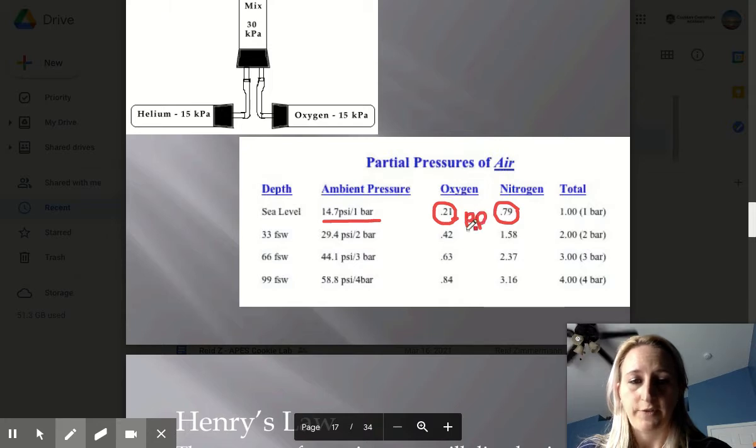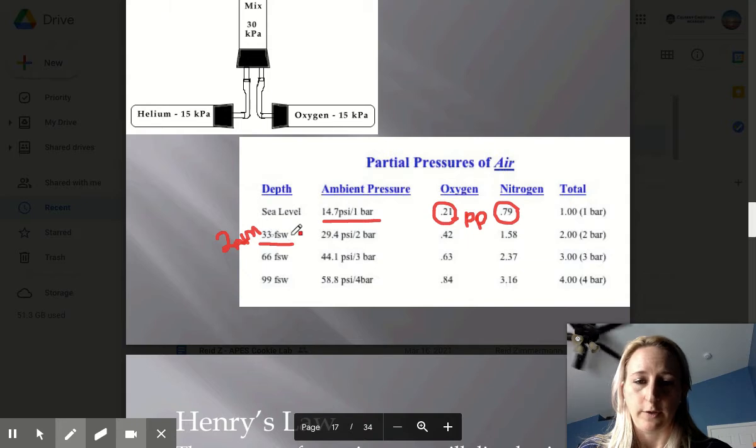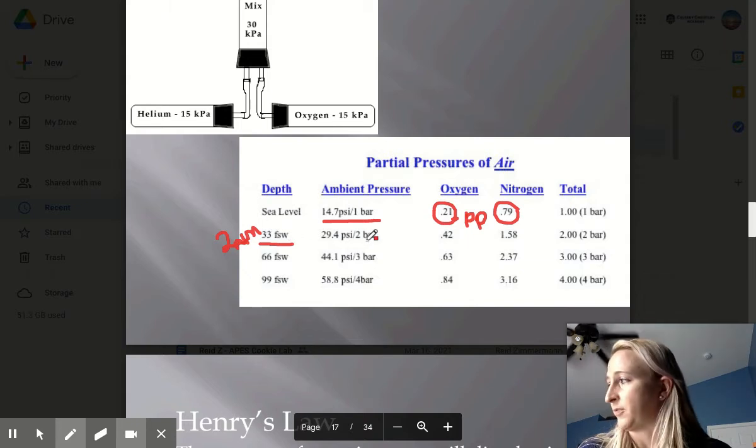Now, when you move deeper, we're going to combine a little bit of Boyle's law here. As you move deeper in the water at 33 feet, remember 33 feet is a total of 2 atmospheres. Because you have 1 atmosphere of air above you and 1 atmosphere of seawater above you. So 2 bars or 2 atmospheres.